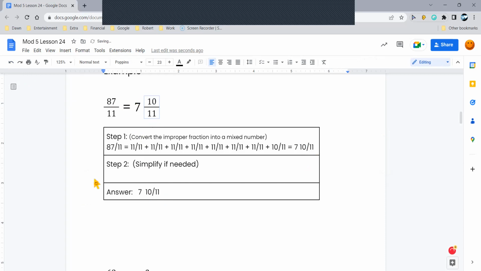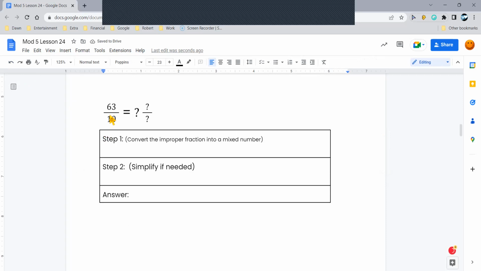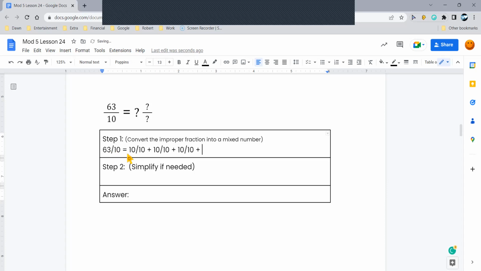Okay, let's look at one more problem. I have 63 tenths. So right here, I'm going to write 63 over 10 equals, and remember, I'm going to take as many tens out that I can. So I'm going to do 10 over 10 plus, that's 10. 10 over 10, which is 20. 10 over 10, which is 30. 40. 50. 60.